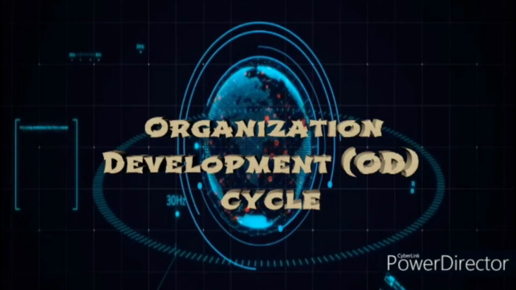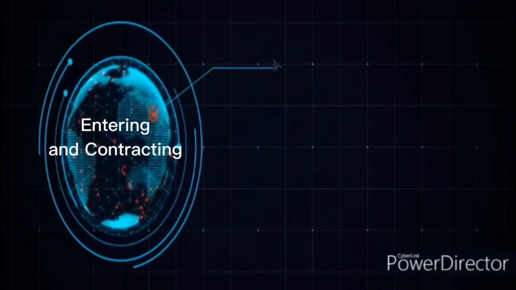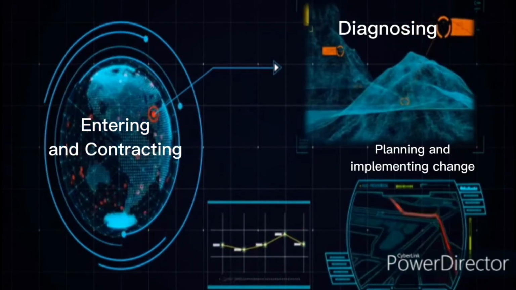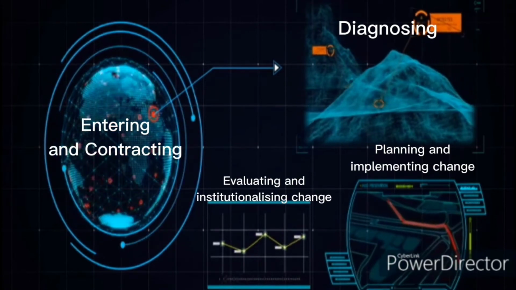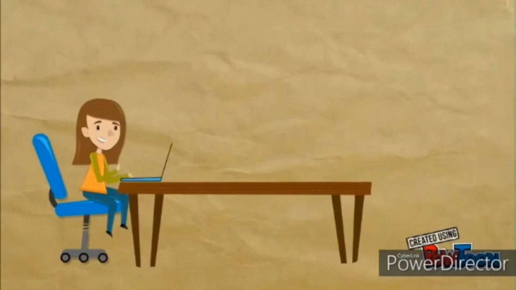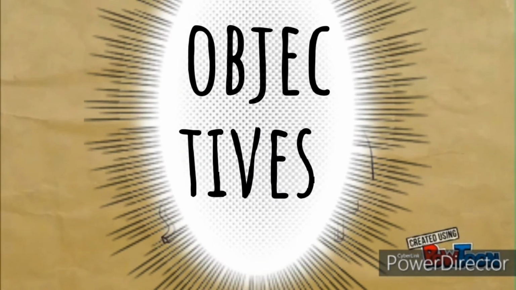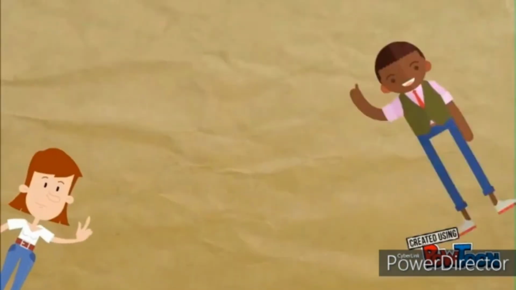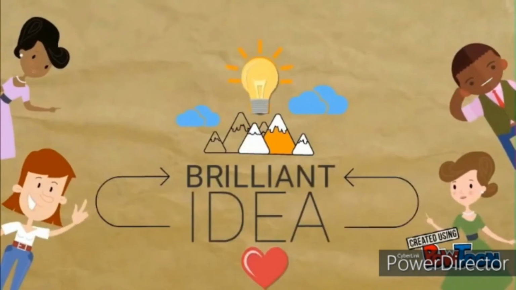The organization development cycle is composed of 4 phases, namely, entering and contracting, diagnosing, planning and implementing change, and lastly, evaluating and institutionalizing change. This chapter covers the first 2 phases, beginning with the discussion of their importance, objectives, and outcomes. It then presents in detail the models and local frameworks for diagnosis used by OD practitioners.